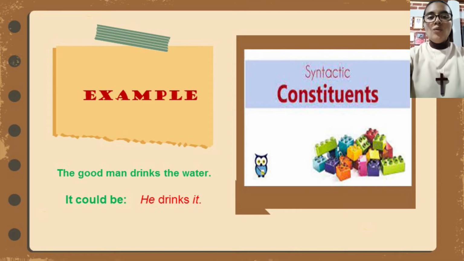In syntax, constituency is easily identified by a series of possible tests. Among them, we can use replacement, changing the phrase for a pronoun, thus working as a single unit. For example, we can have here, the good man drinks the water. It could be when you change the nouns for pronouns: he drinks it. It means that both the man and the water are constituents.